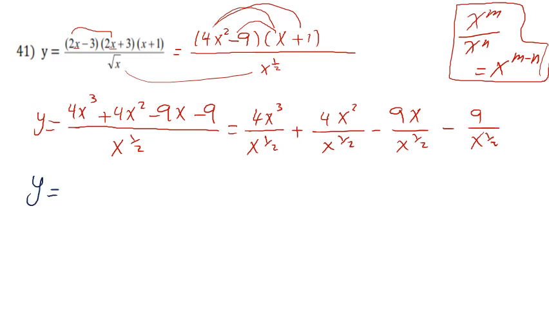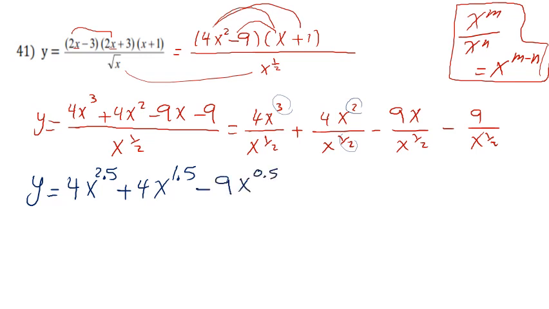So I can write y as 4x to the power of 2.5, as 3 minus half is 2.5, plus 4x to the power of 1.5, 2 minus half is 1.5, minus 9x to the power of half or 0.5, you can write as a fraction or decimal. At the end, we are going to change them all into fractions. Minus 9x to the power of negative half. Notice that it's power half in the denominator, it moves up as power negative half.